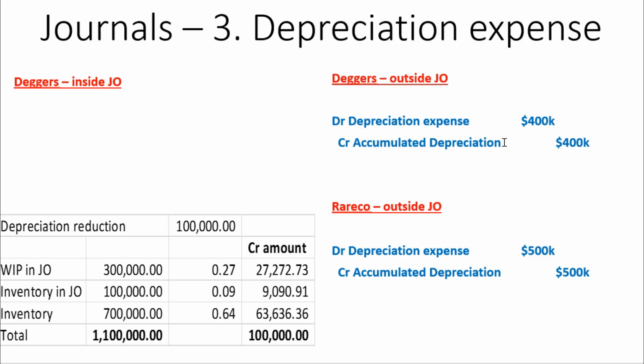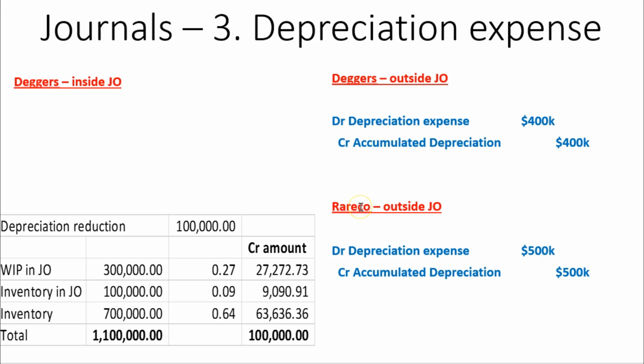Now, our question tells us that we wanted to depreciate machinery at 10% per annum. So if we take Deggers' $4 million amount of machinery that they recognise and multiply that by 10%, we get a $400,000 depreciation expense per year. So we just record that amount with our normal depreciation expense entry. So we debit depreciation expense and credit accumulated depreciation.